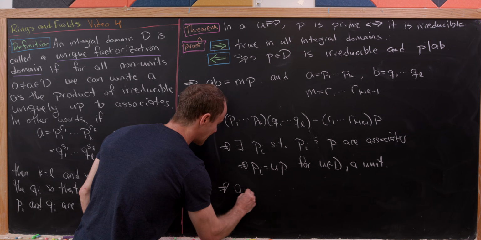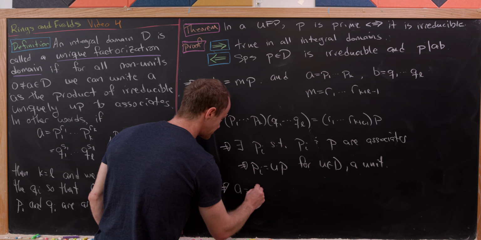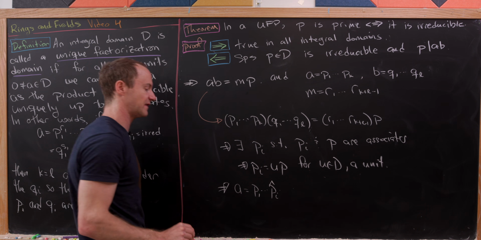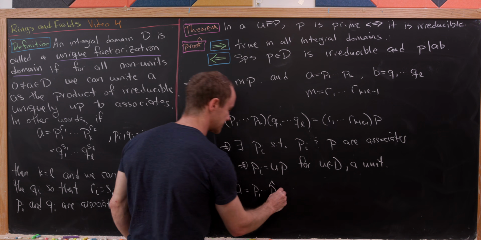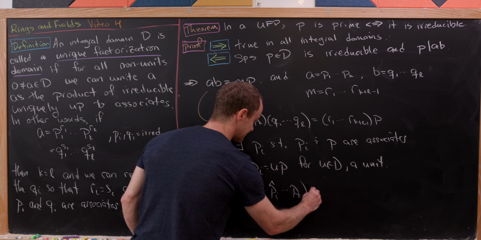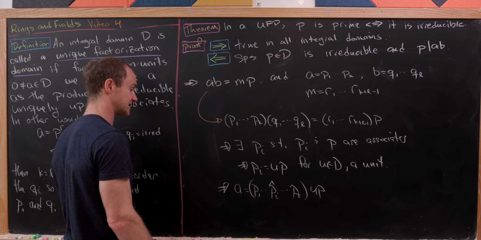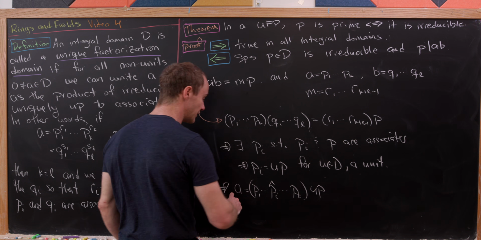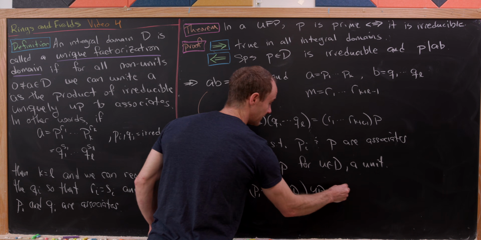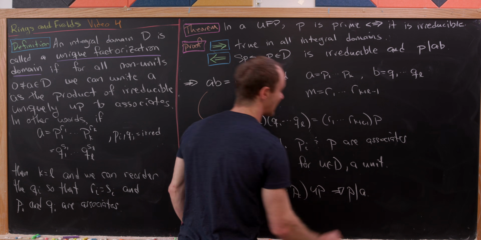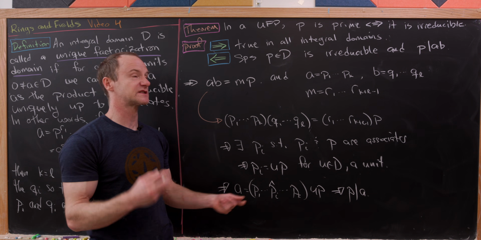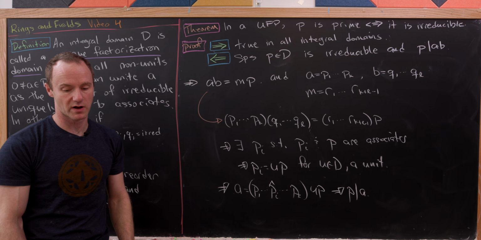Well, we've got A is now equal to P1 all the way up to Pi, I'm going to put a hat over it, that means I'm removing it from the product, all the way up to Pk, and then times Pi on the outside, but I'll write that as U times P. But notice that means that we've got A is equal to P times some stuff. In other words, P divides A. But that's where we needed to end up for this proof that P is also a prime.